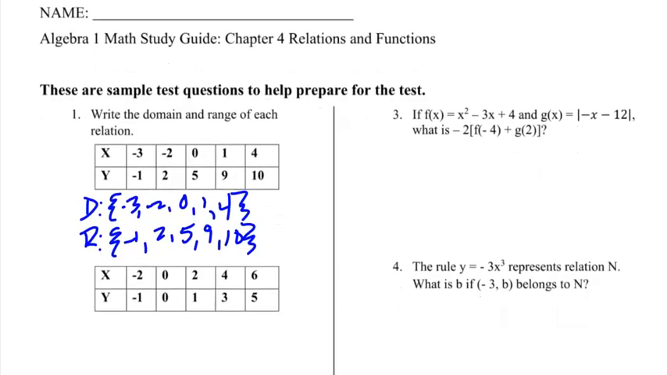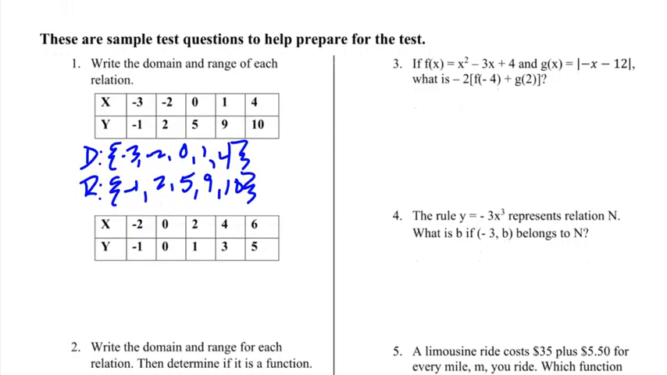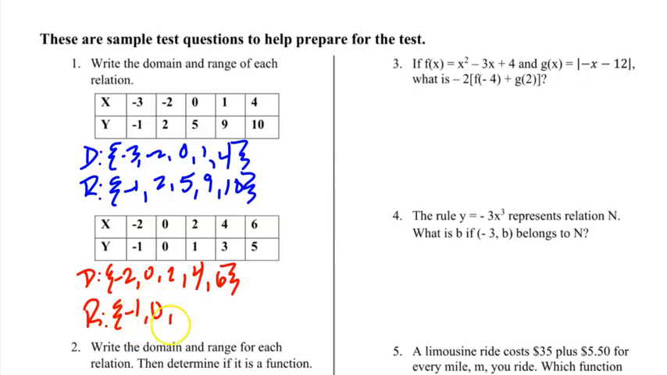The next one, we have -2, -1, 0, 0, 2, 1, 4, 3, and 6, 5. So I'll define the domain again, which would be our x coordinates. And here the domain would be -2, 0, 2, 4, and 6. And then the range would be -1, 0, 1, 3, and 5.